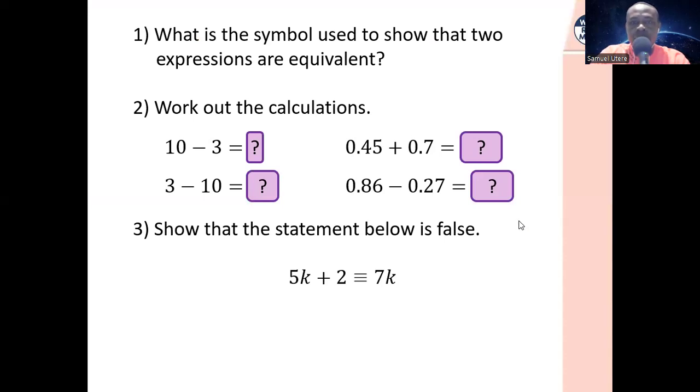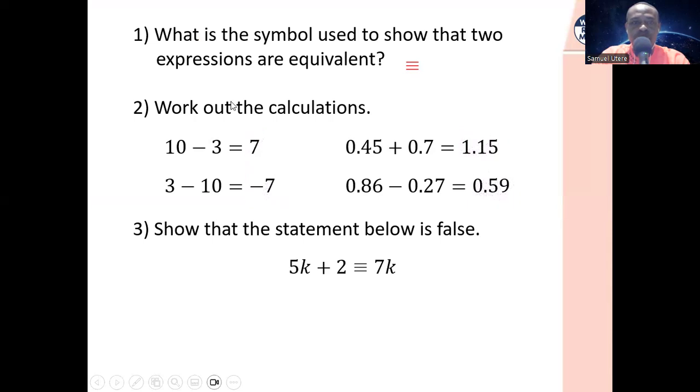Okay, assuming you've paused the video and you've really thought about this work, you've worked hard on it, here are the questions, here are the answers. Let's discuss them. So the first question asks, what is the symbol used to show that two expressions are equivalent? It is the three lines, one on top of each other.